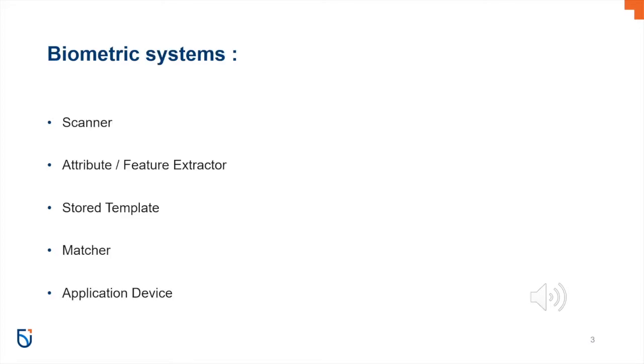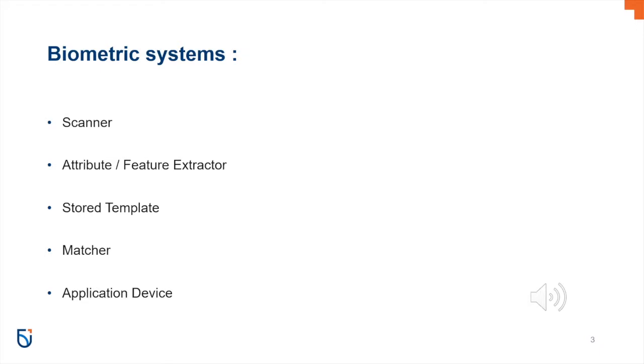It is very important to understand in which ways biometric systems may be exploited. Every biometric system is made up of five parts. Those are scanner, feature extraction, stored templates, matcher, application device. The scanner module in a biometric system is used to acquire biometric data like fingerprint, hand vein, palm print, voice, etc. of an individual in the form of an image, video, audio, or some other signal.